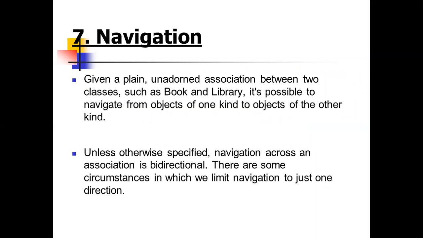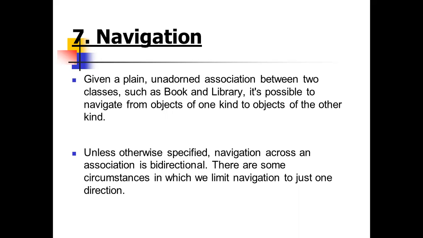The next one is navigation. Navigation is used to mention the direction of association. By default, associations are bidirectional. The absence of an arrow implies that the association may be navigated in both directions. Bidirectional means that the association may be navigated in both directions.